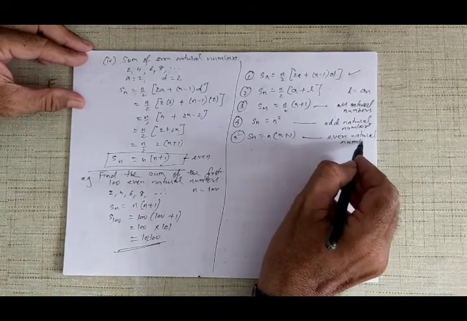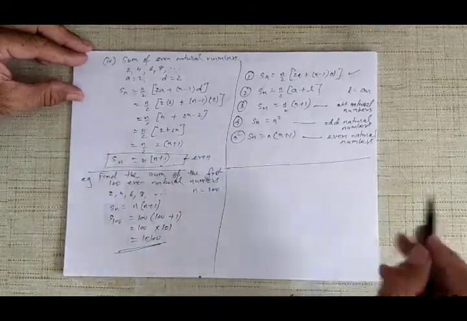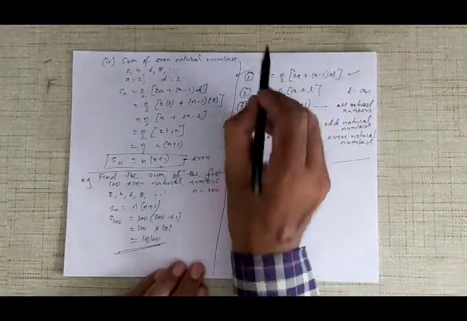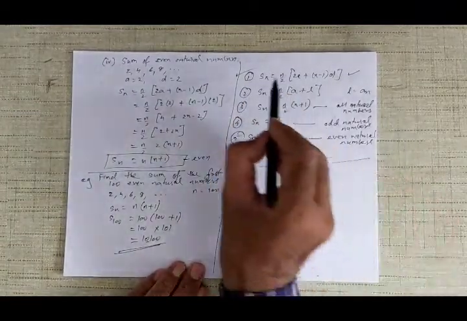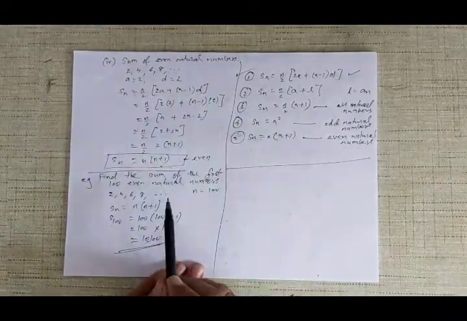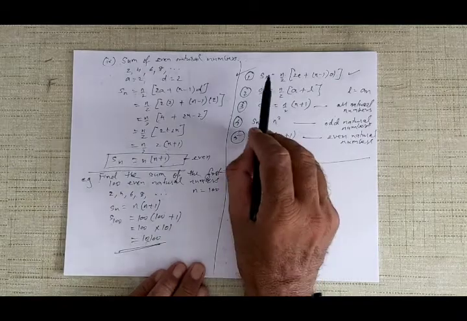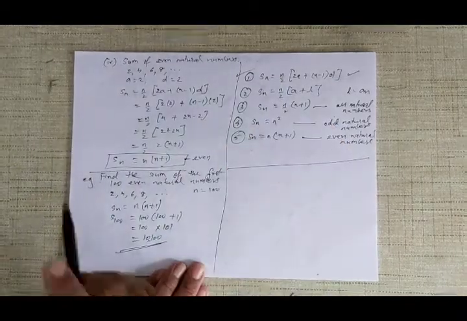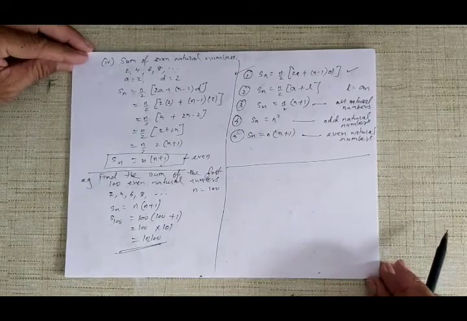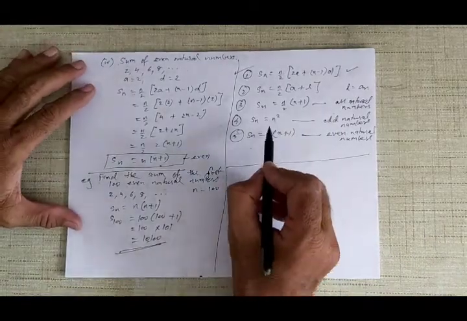So you can see that all of these five are based on the first one. The most important one is the first one. The others are obtained from the first one. If you forget all this, you can easily find it if you know the first one. But the first one you have to know. Without the first one, you can't solve these problems. All right.